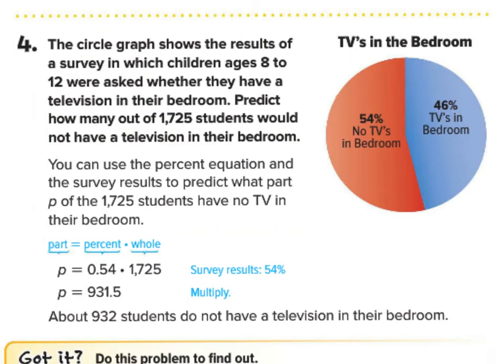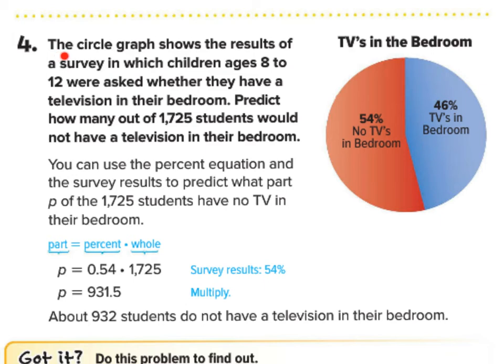Example 4. Let's take a look here. We have a pie chart, right? TVs in the bedroom. And we have 46% TVs in bedroom, 54% no TVs in bedrooms. Now, I would fall in the 54 percent. We have no TVs in our bedrooms.